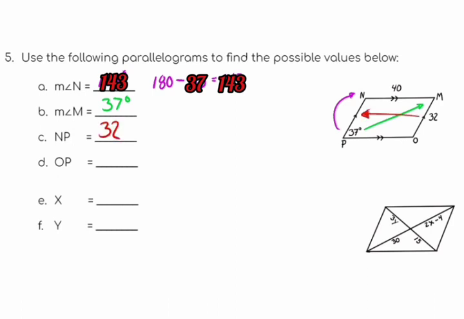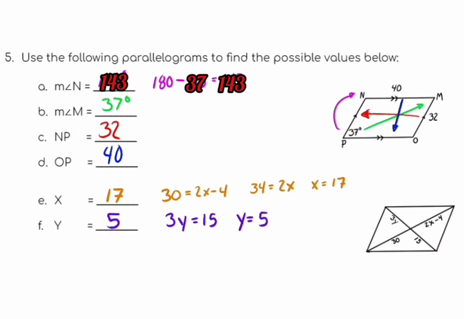Remember, parallelograms have not only parallel sides, but equal sides. So 32 on one side equals 32 on the other. For OP, ditto. Diagonals of a parallelogram bisect each other, so 30 is equal to 2x minus 4. Add 4 to both sides, divide by 2, and that gives us x equals 17. The other diagonal is also bisected, so 3y equals 15. Divide both sides by 3, and you get y equals 5.